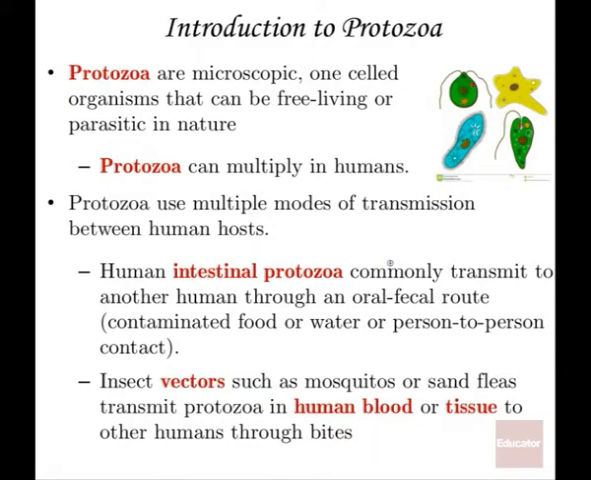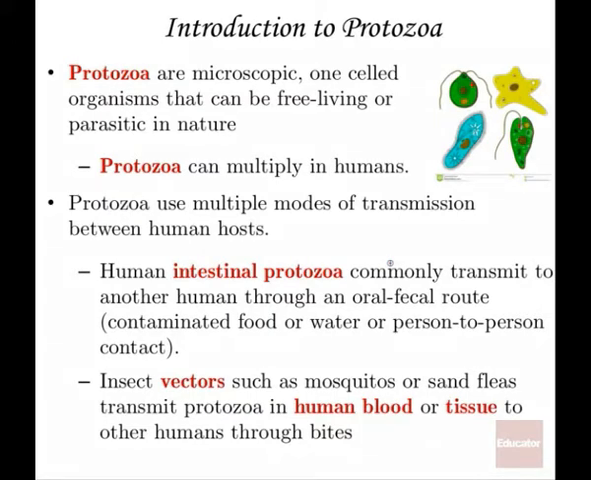Now, they're microscopic, of course, they're free-living, and they are parasitic. And we're going to see that some of the stages of the protozoa actually exist outside the human host, and then, of course, some of the stages exist within the human host. The protozoa can multiply within the human host, which is important. And there are many modes of transmission between different hosts.